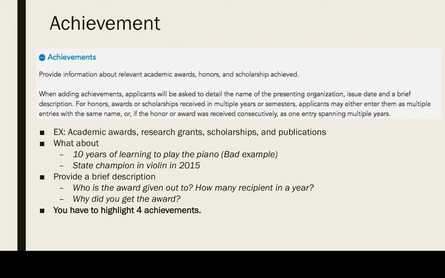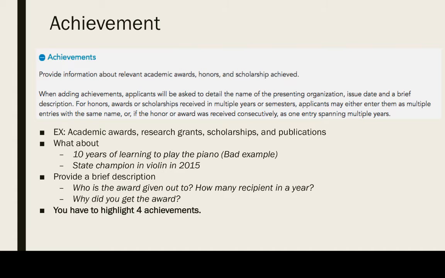So look at the description that AADSAS provides about achievement. They said to provide information about relevant academic awards, honors, and scholarships achieved. So if you are talking about 10 years of learning to play the piano, it's a bad example because it's not recognized as an accomplishment by someone else or by an organization. But if you say that you are a state champion in violin in 2015 in, let's say, New Jersey or some other state, that's a much better accomplishment that you can put down.